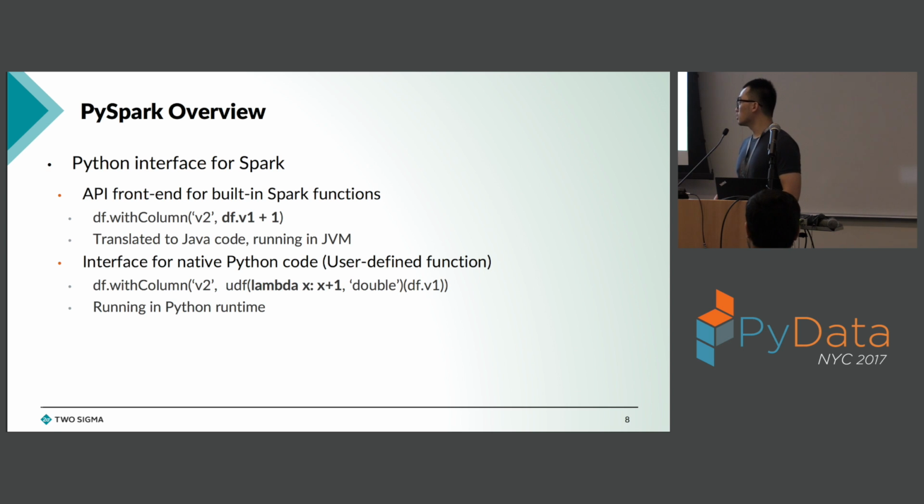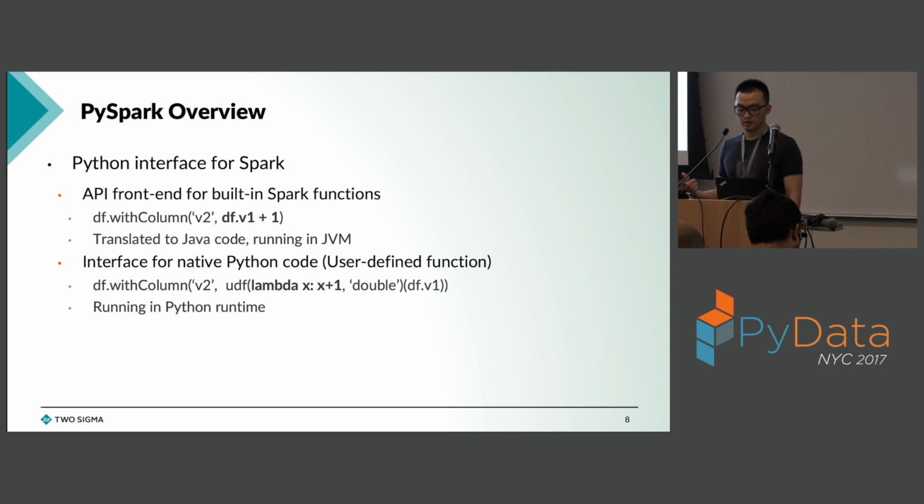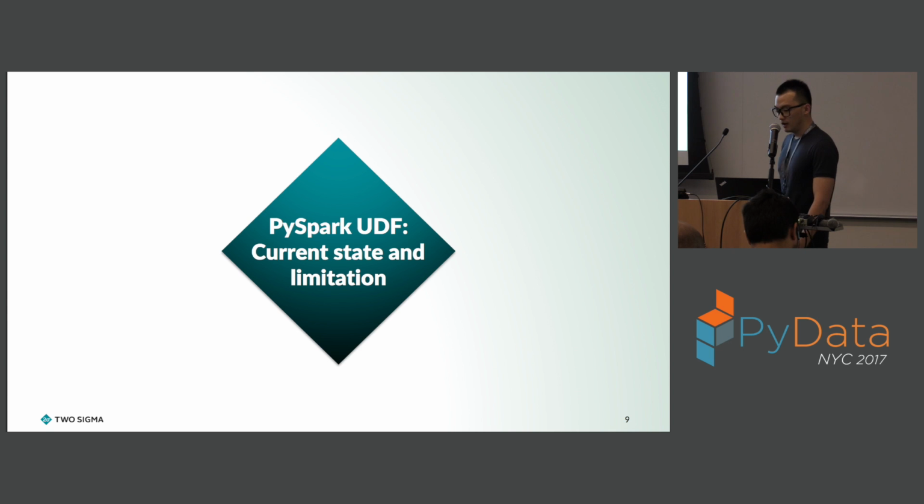The second case of PySpark is it provides an interface to run native Python code through functions called user-defined functions. Similarly, I'm giving the same computation here, but by using a UDF. Here, I'm doing +1 through a Python lambda function. And this code is actually going to be run in Python. The way it works is Spark will send the data from the Java JVM to a Python process, invoke this lambda function, and send the results back. And today, this talk is going to be mostly focusing on the second use case, which is UDFs.